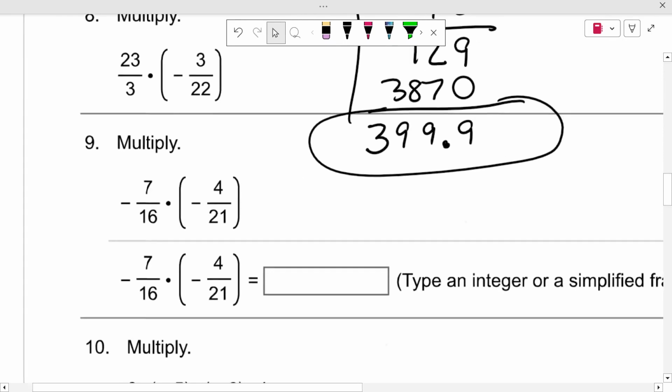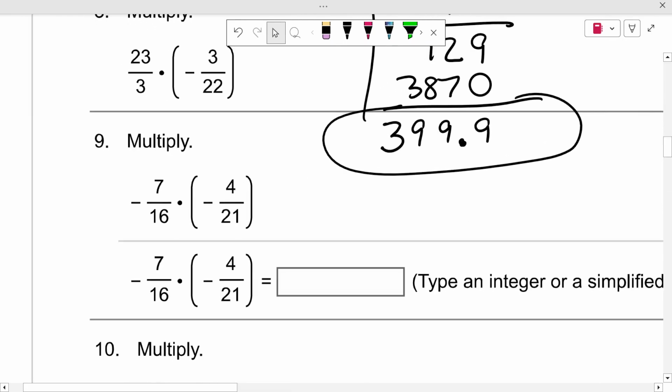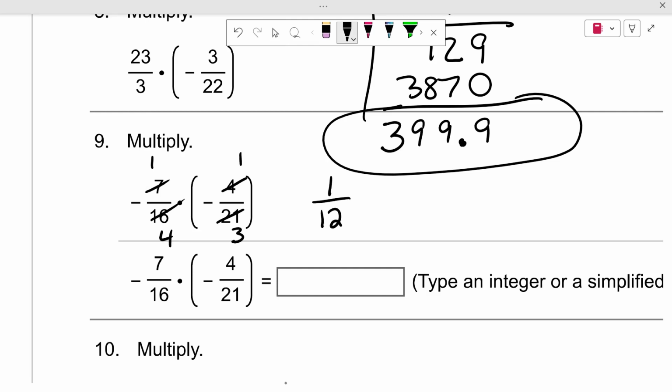Here, again, cancel what can cancel. Now, does 7 go into 21? No, 3 times. Yes, it does, 3 times. So a 1 up here and a 3 down here. Does 4 go into 16? Yes, 1 up here and 4 down here. So the top is 1, the bottom is 12. Now, there's an even number of negative signs. If there's an even number of negative signs, it is positive. So it's 1/12.